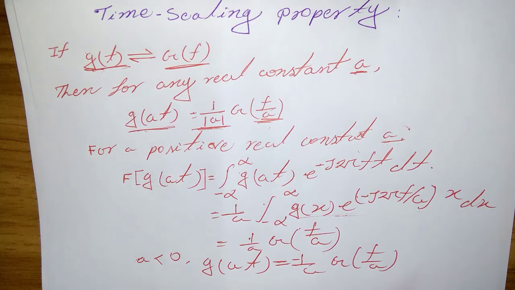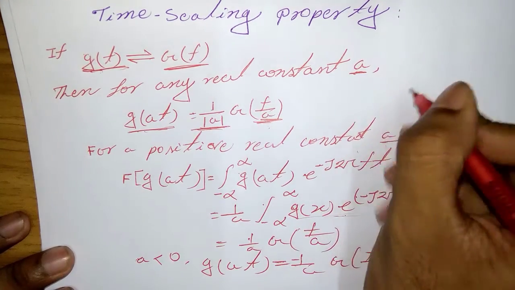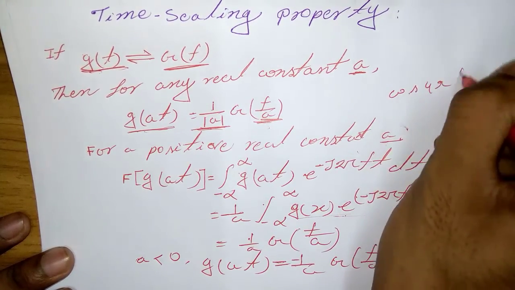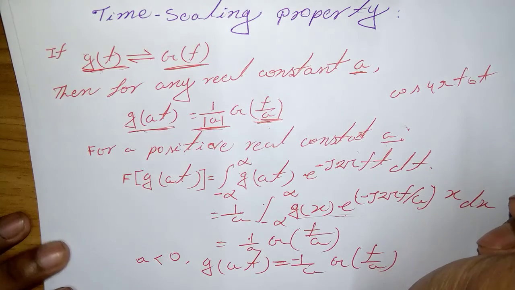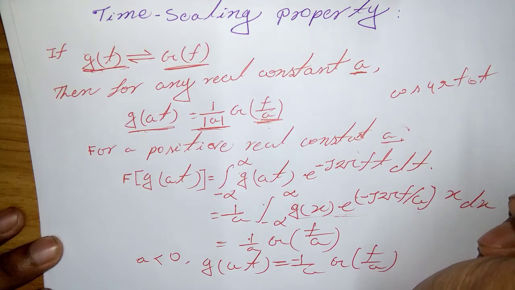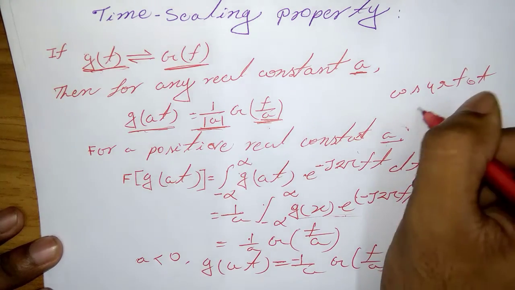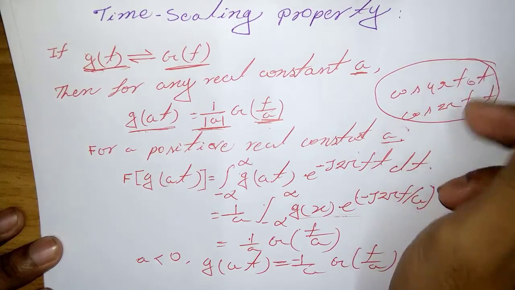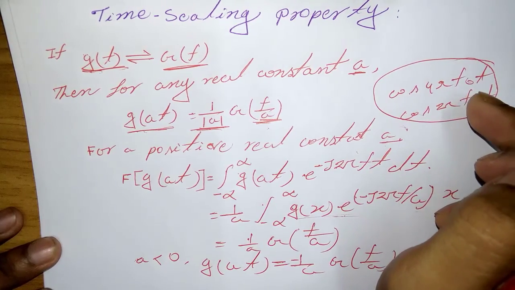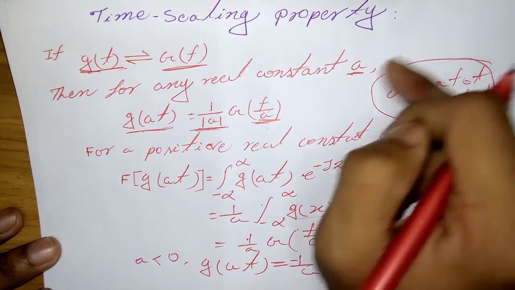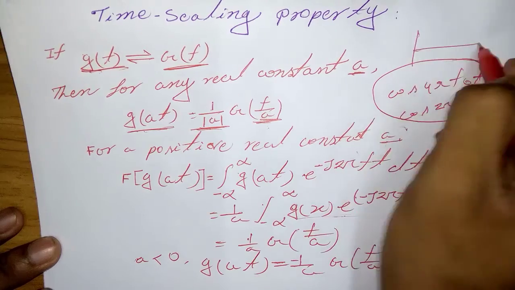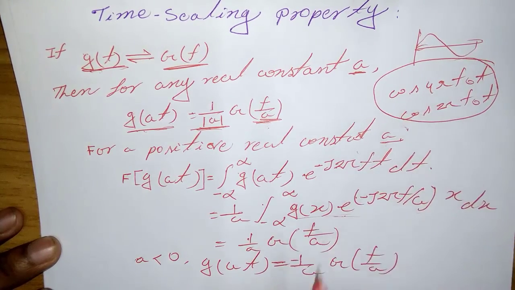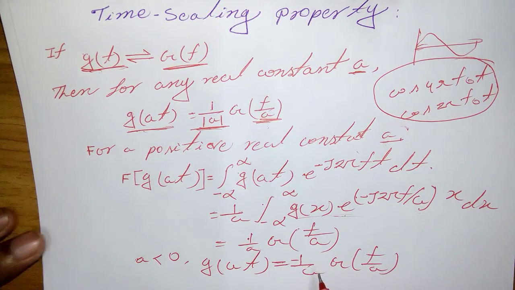For instance, the signal cos 4 pi f naught t is the same as the signal cos 2 pi f naught t, mainly the same portion of the graph. So that's the time scaling property and its significance.